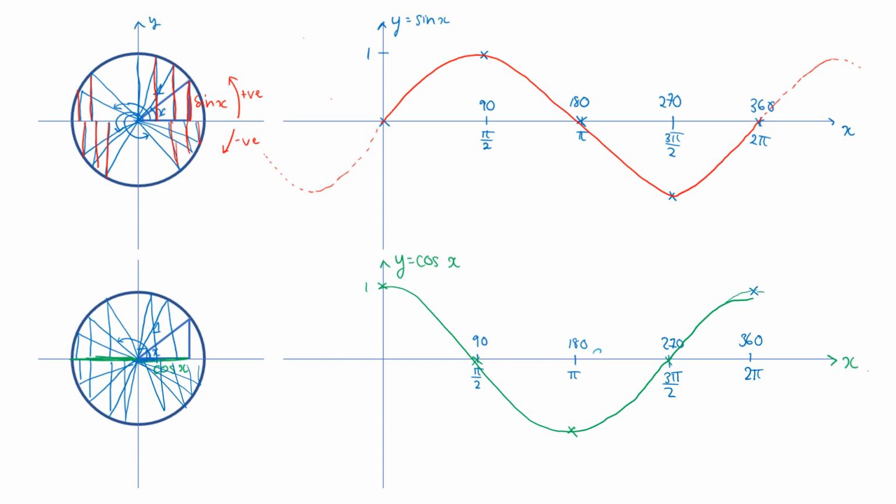And again, you could go around the circle and your pattern would continue. You could go the opposite way around the circle, and again, your pattern would continue in the opposite direction. So we get this continuous wave pattern for both sine and cos.